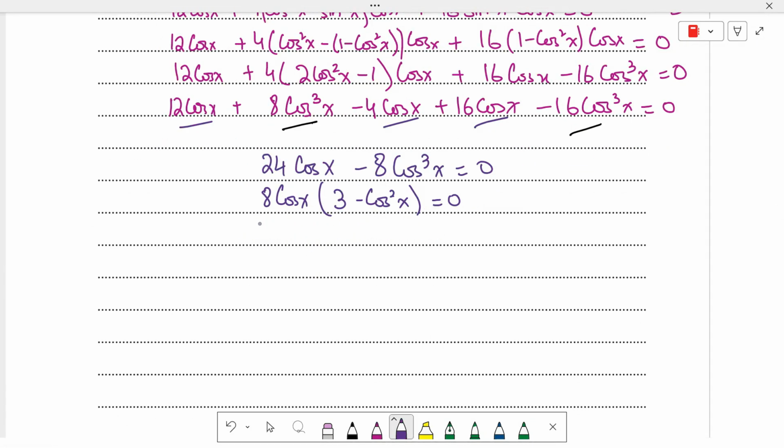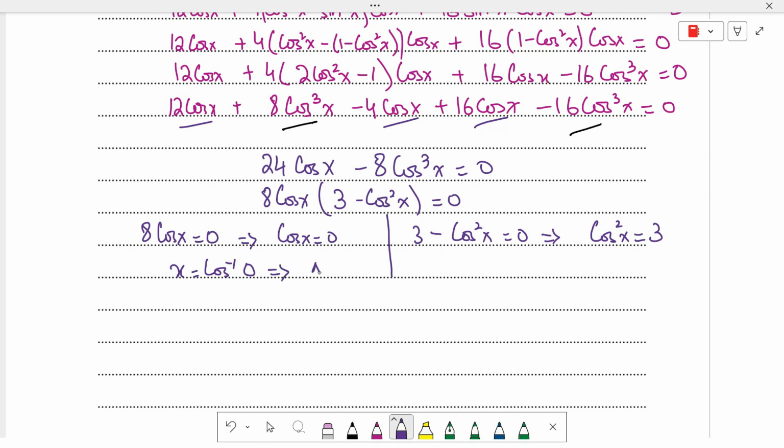We have two factors, so equate each factor with 0. We will have 8 cos of x equal to 0, and this one is cos of x equal to 0. On the other side, we will have 3 minus cos square of x equal to 0, and this one is cos square x equal to 3. When we solve it, x is equal to cos inverse of 0, which is pi by 2 and 3 pi by 2.